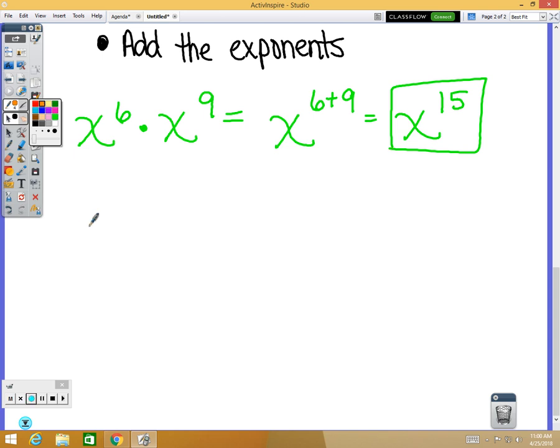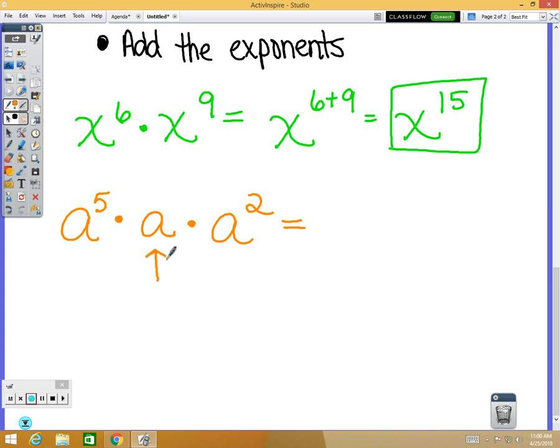For instance, if we have a to the 5th power times a times a to the 2nd power. Now, before we do this problem, let's talk about this power that's in the middle here, this a. I don't see an exponent. So when you do not see the exponent, Stephen, what is it? It's a 1. Okay, we have 1a, but they don't show the 1.